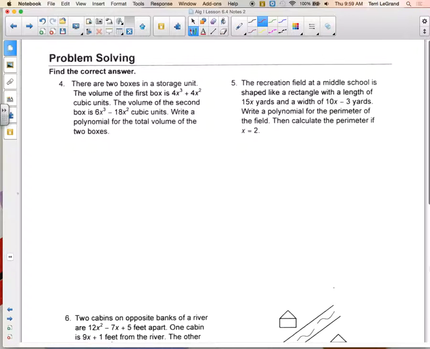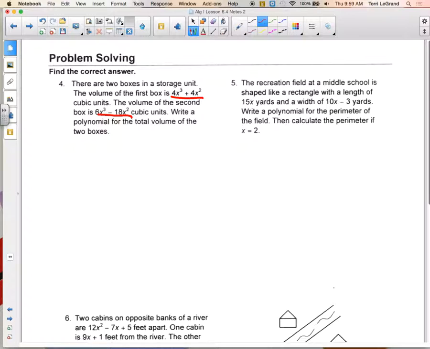The idea is what we could do. 2 boxes in a storage unit, they give us the volume of the first box, they give us the volume of the second box. They tell us to write a polynomial for the total volume. John? Well, you would just add them. Add them, okay, so add the volumes. So we have this volume to add to this volume.